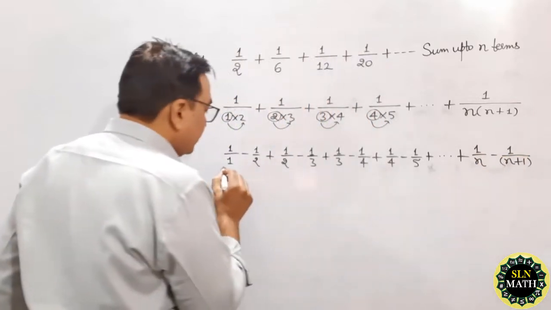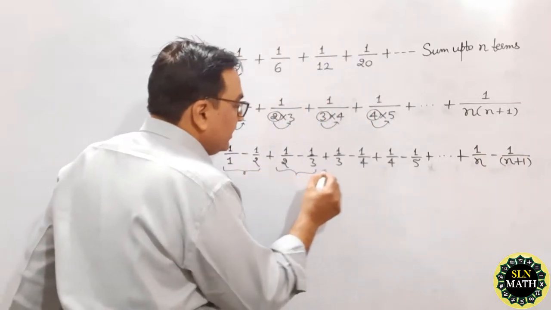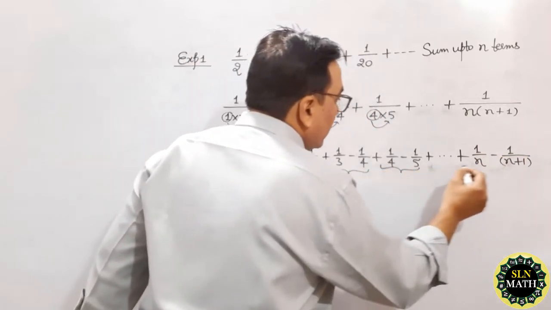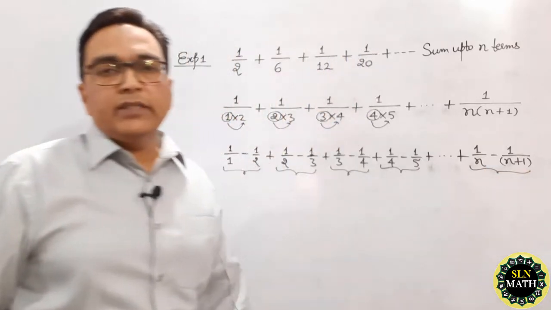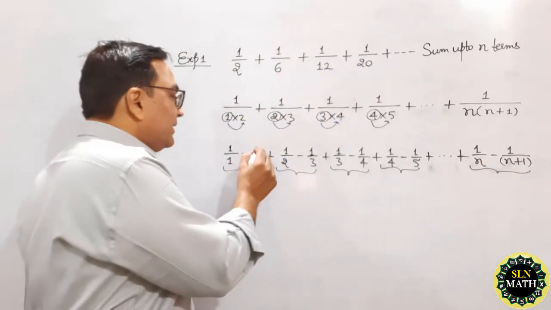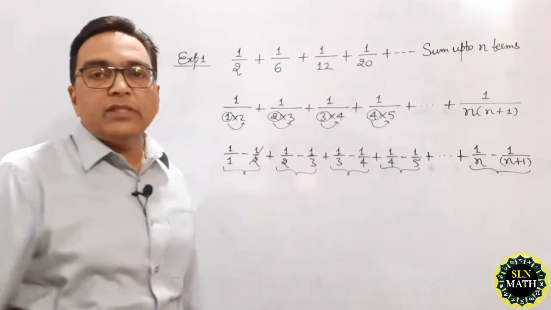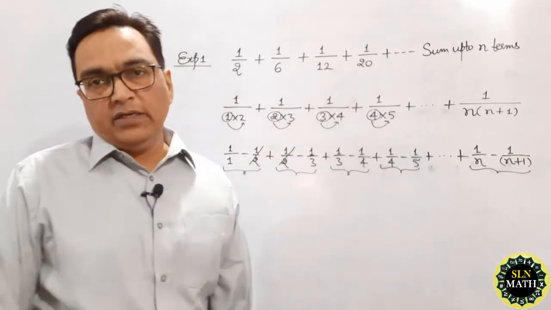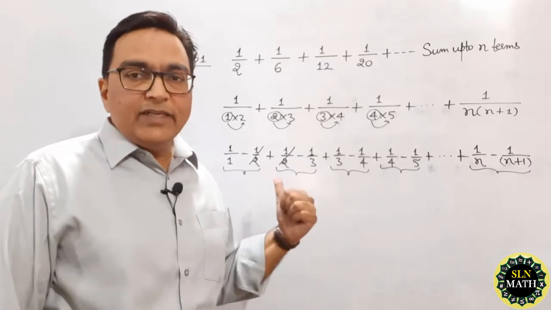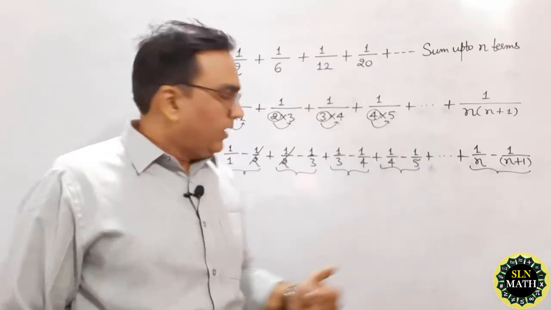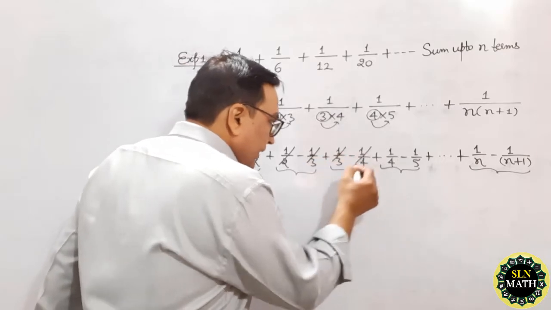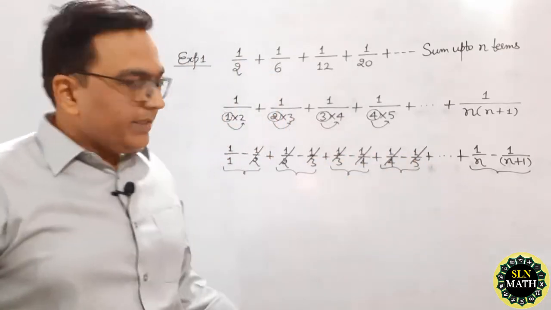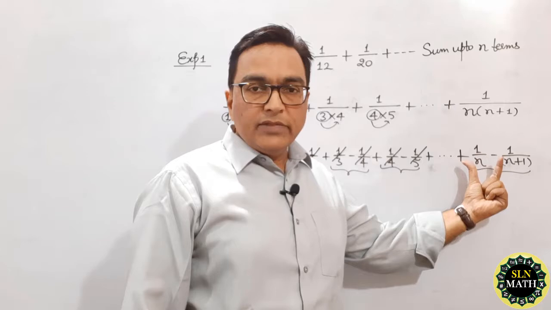Now look here, each term is split into two parts. One part is positive, another part is negative. Now the second part of each term is cancelled by the first part of the next term, and this will take place up to the last term of the series. So this cancellation you do.